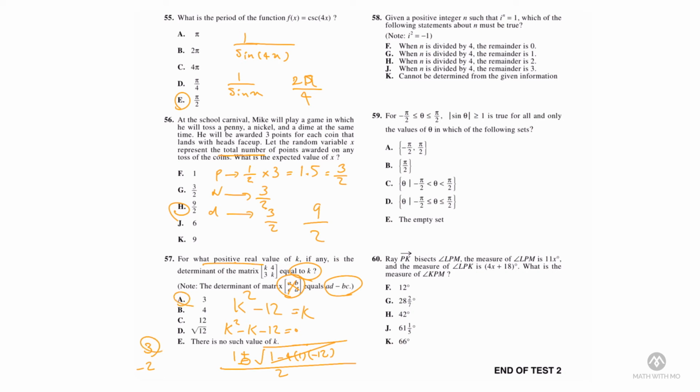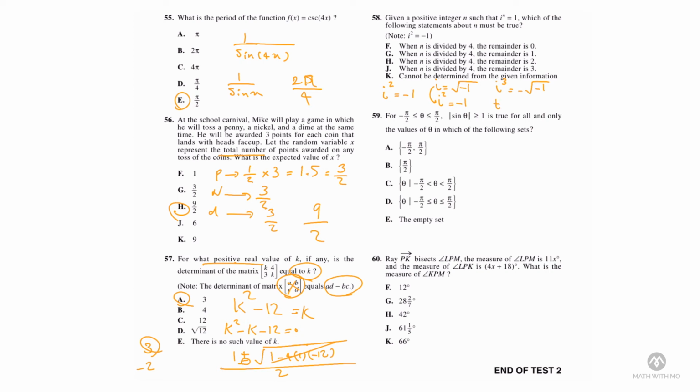Given positive integer n such that i to the power of n equals 1, which of the following statements about n must be true? So what is i? i is the imaginary number, and we know i squared is always minus 1. So i to the power of n is 1. The way that we define i is the square root of minus 1. That's why i squared becomes minus 1. Then i cubed becomes minus the square root of minus 1, right? So multiplying i into i squared.